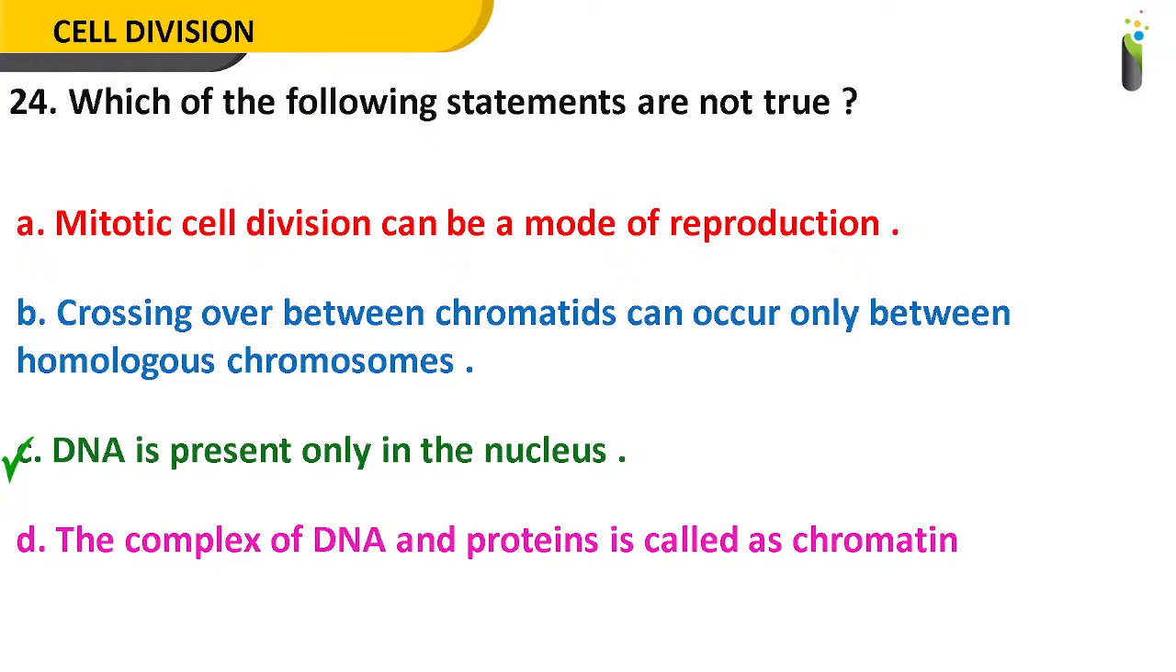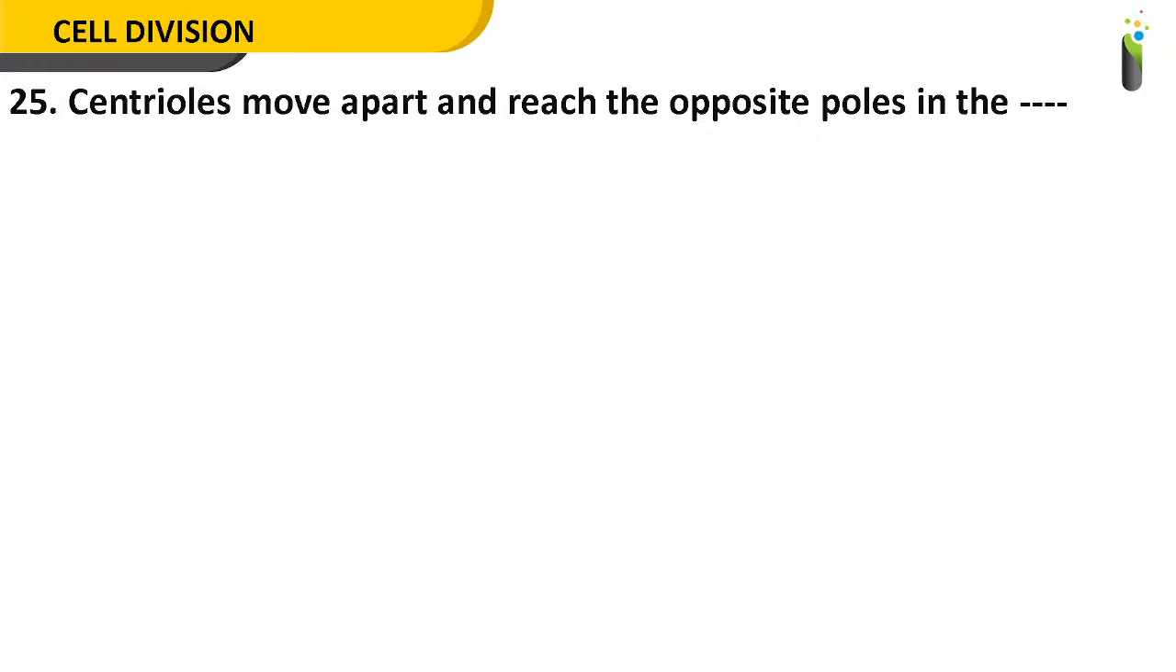Option C says DNA is present only in the nucleus. That's not true because DNA molecules are also found in the mitochondria and in the chloroplast. And option D says the complex of DNA and proteins is called chromatin. That's a perfect statement. Now coming to the next question, number 25.